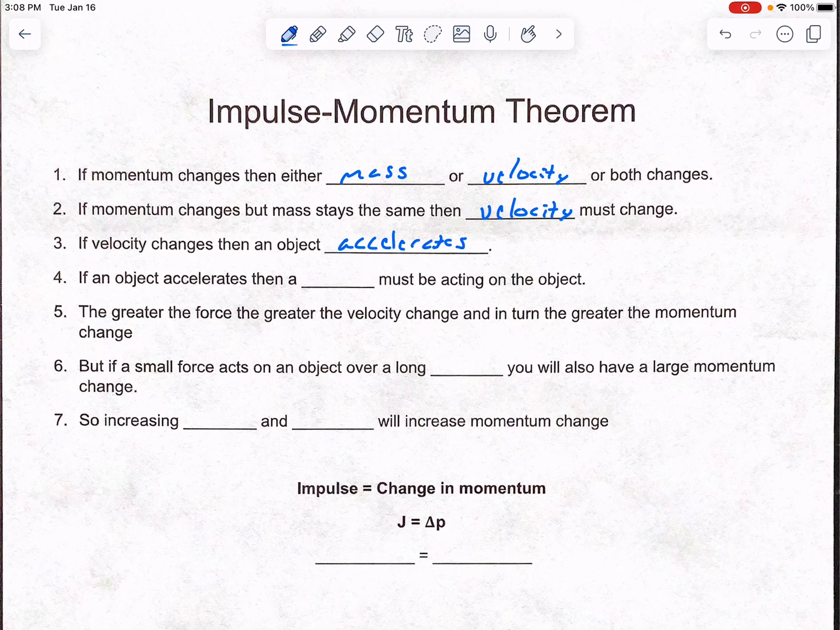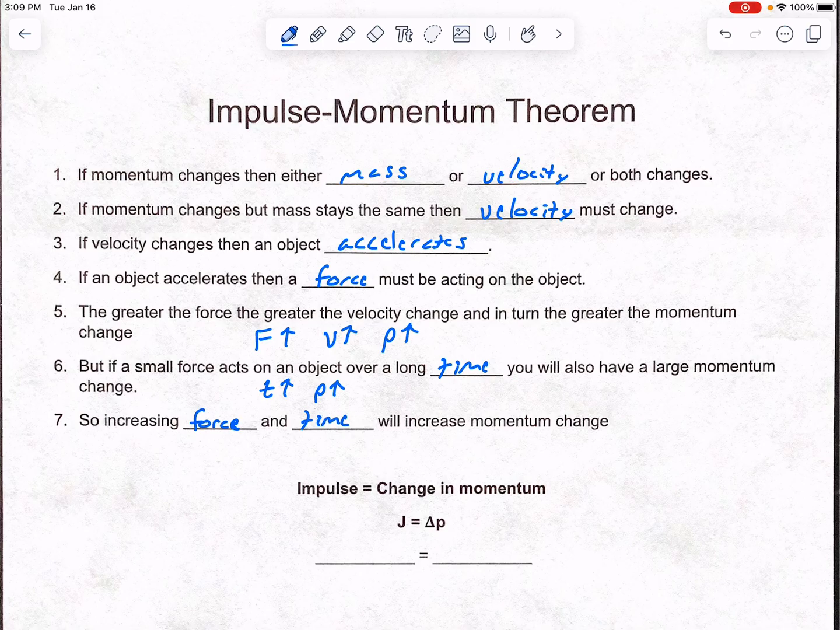And if an object accelerates, that means there has to be a force acting on that object to make it accelerate. So the greater the force, the greater the velocity change, and in turn, the greater the momentum change. If force goes up, velocity change goes up, and momentum goes up as well. But if a small force acts on an object over a long time, you will also have a large momentum change. So if time goes up, momentum goes up as well. That means force and time both affect momentum. Increasing force and/or time will increase your momentum change.